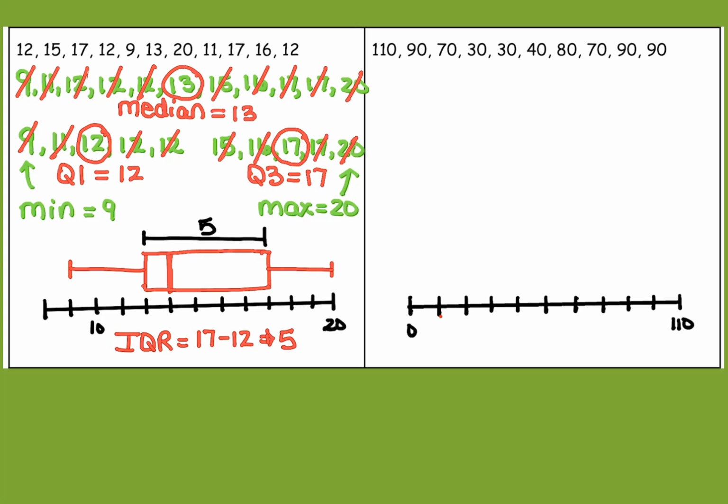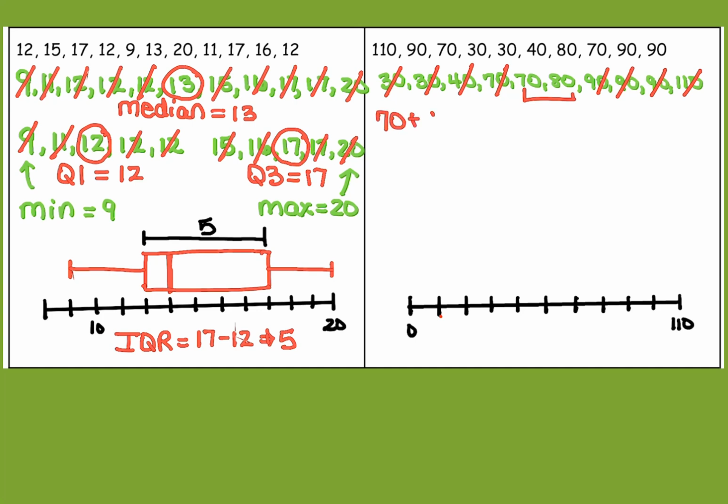Jumping right into the next problem, we know that we need to find the median, so we're going to put all of our numbers in order from least to greatest and go through and find the middle numbers. Now in this case, we have two middle numbers, 70 and 80. So we are going to add those two numbers together to give us a total of 150. Now we're going to divide by 2 because we added two numbers together, and that gives us a value of 75. So our median in this example is 75.